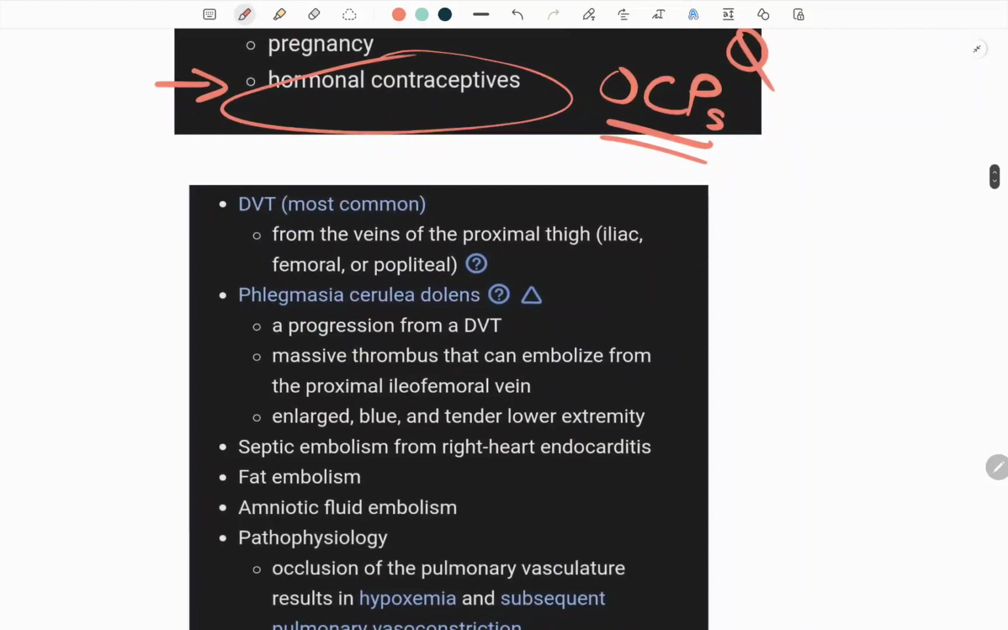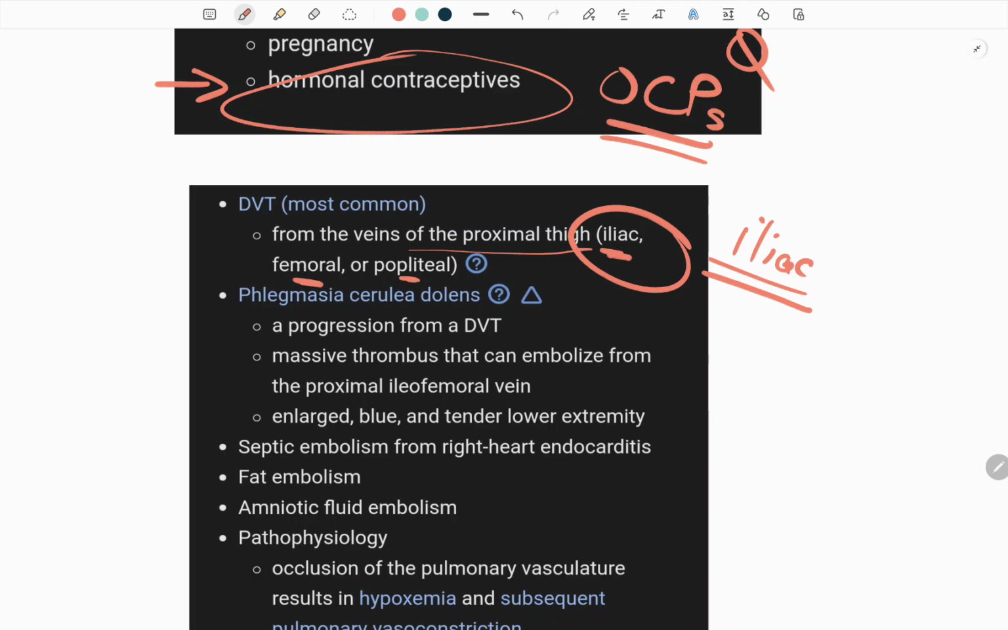So two risk factors that we could make out in the question that we saw earlier. DVT, which is most common, let's talk about the etiology. DVT can be from the veins of the proximal thigh: iliac, femoral, popliteal. Iliac is the most common where you can get the DVT. The second thing is phlegmasia cerulea dolens. It's a progression of a DVT.